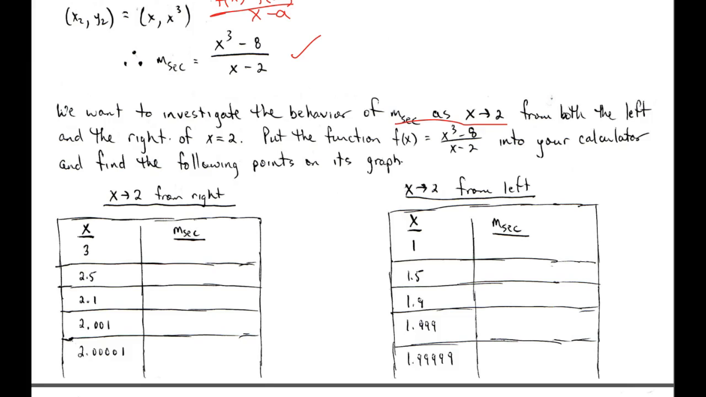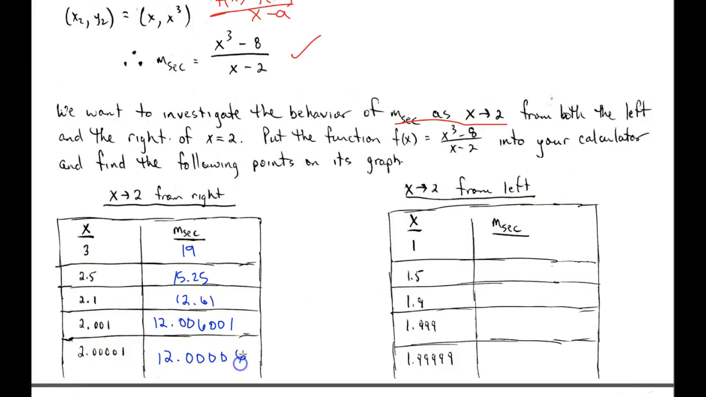If we plug in 3 for x, we see that the result is 19. Then, of course, if we do 2.5, we get 15.25. We do 2.1, getting closer to 2, and we have 12.61. With 2.001, we have 12.006001. And then if we go to 2.00001, you see that we will get 12.0000600001.